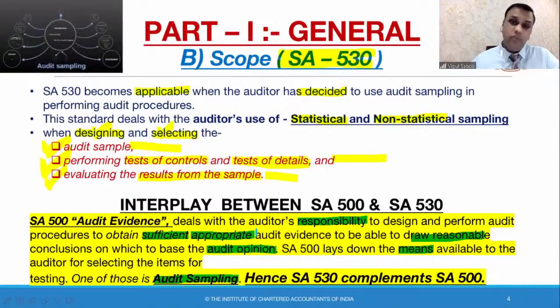So the auditor can use a variety of ways and methods to obtain such sufficient appropriate audit evidence. SA 500 tells the auditor that you have a variety of ways, means, techniques to collect such sufficient appropriate audit evidence. And one of those means is audit sampling. Hence, SA 530 complements SA 500. So this is the interplay between SA 530 and SA 500.